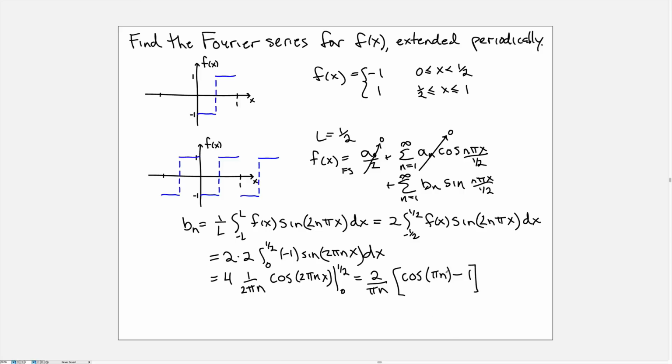Now, cosine of n times pi, when n is an even number, this will always be 1, and when it's an odd number, this will always be -1. And so we can replace that whole expression by 2 over pi n times minus 1 to the n minus 1. And these are the Fourier coefficients for the function that we've been given.